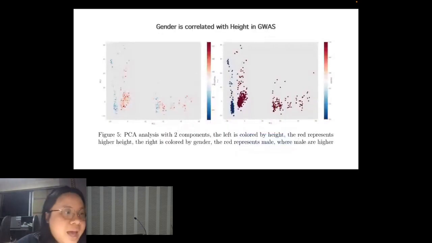Introduction. Human height is related to gender, since we think males are usually taller. So let's see the PCA analysis. The left figure is colored by height, and the red data points are higher, and the right is colored by gender. We can see there are similar patterns in both figures, which indicates height is indeed related to gender pattern in GWAS summary data.